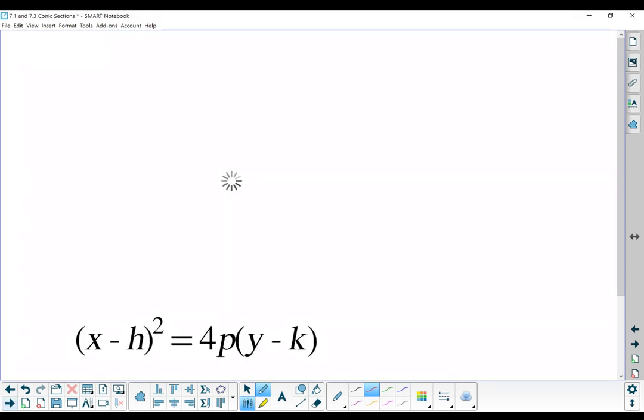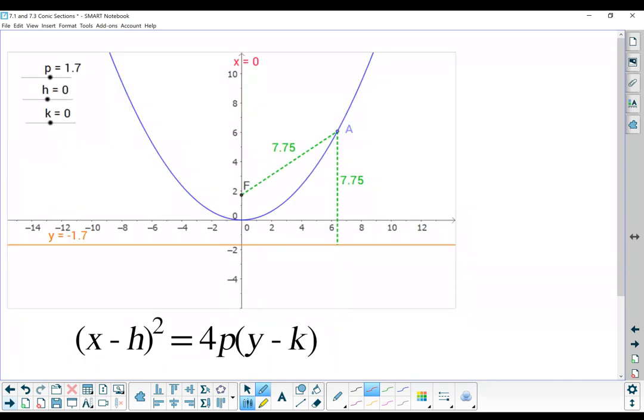Okay, so here's kind of a visualization of it, maybe, if it'll pull up. Here we go. So again, I've got my vertex. Right now that vertex is set at the origin. And you can see this orange line is the directrix, and the focus is this point F right here. And the axis of symmetry is notated at the top.